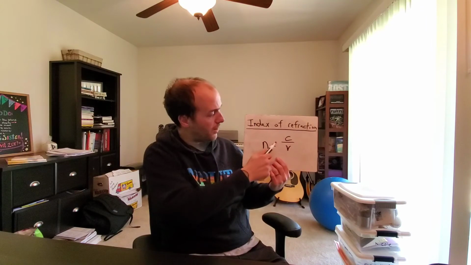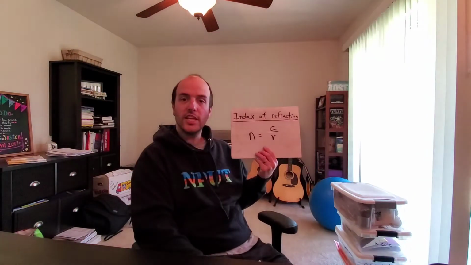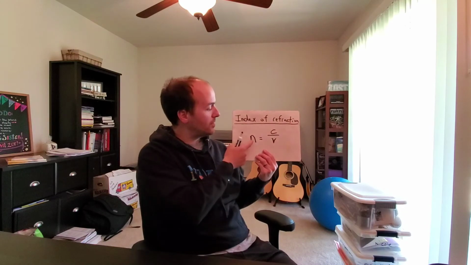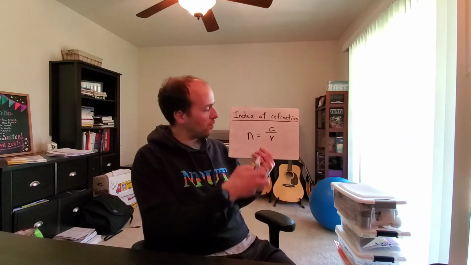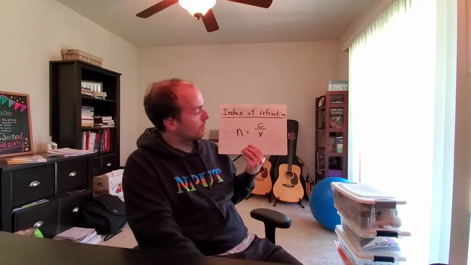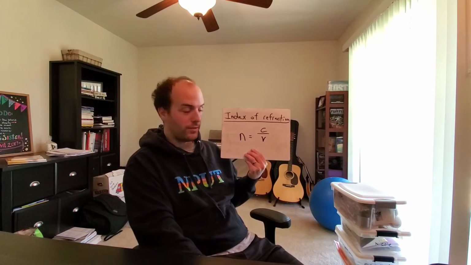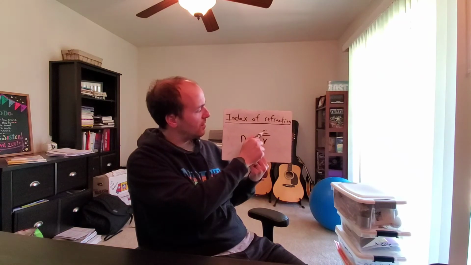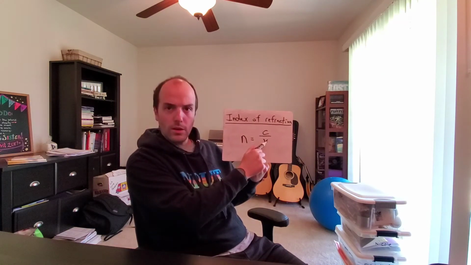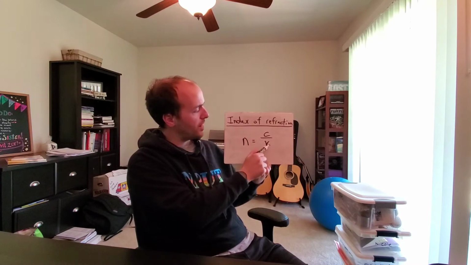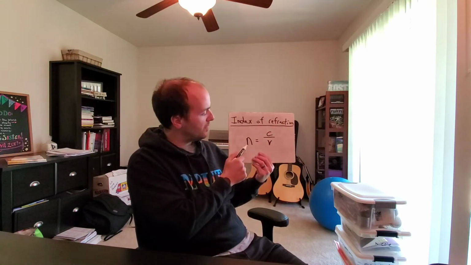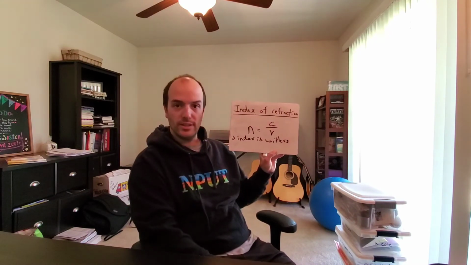Okay? Now, let's take a look at this equation and see if we can come up with any properties of the index of refraction just by looking at the equation. Okay, now, the first thing that kind of pops off into my brain is you have a speed divided by a speed. So that's meters per second divided by meters per second. Those units cancel out, which means that the index of refraction is unitless.